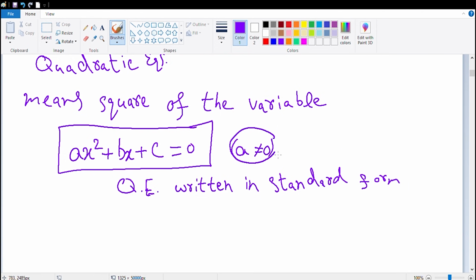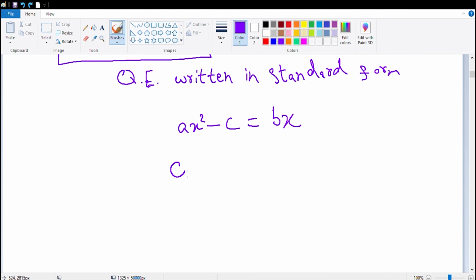And the part where we say that a is not equal to 0, this doesn't only apply if it's in standard form. It applies for any form. If it's written as ax squared minus c is equal to bx, it doesn't matter, a still can't be equal to 0, because if a is 0, then it's going to be 0x squared. And that way, there is no x squared.